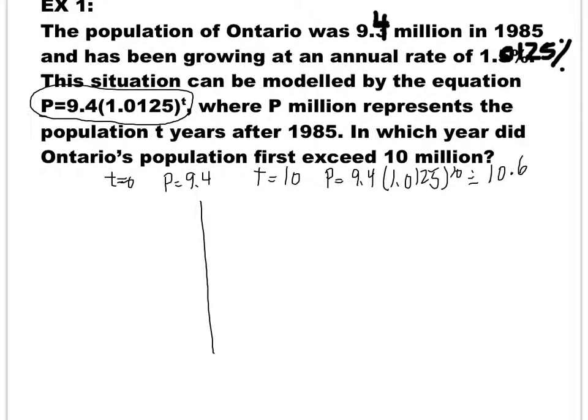So I'm going to start drawing my table as usual. I'm going to make t equal to 5. If t is equal to 5, I'm going to get 9.4 times 1.0125 exponent 5, which is going to give me about 10, so we are lucky that with one division we could find that value. So we can say that 5 years after 1985, meaning 1990, the population of Ontario exceeds 10 million people.